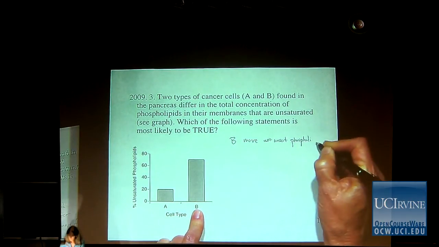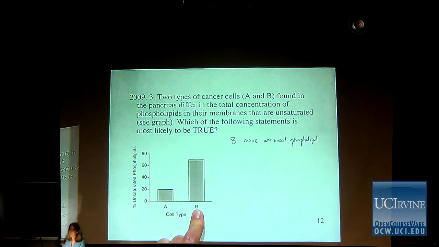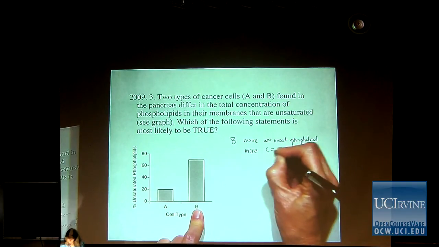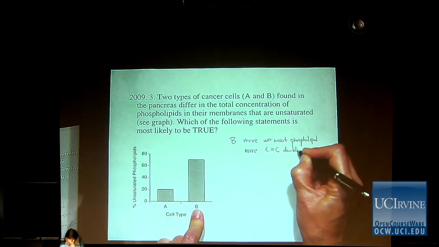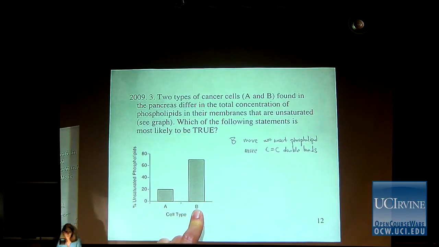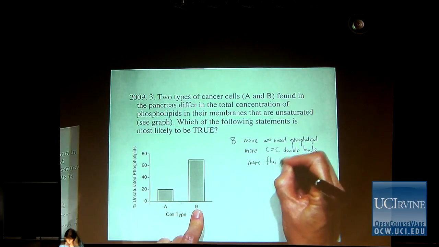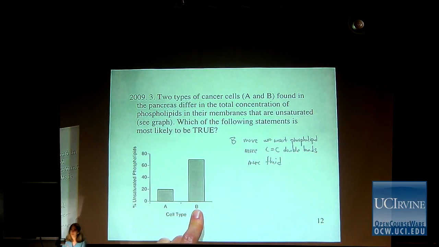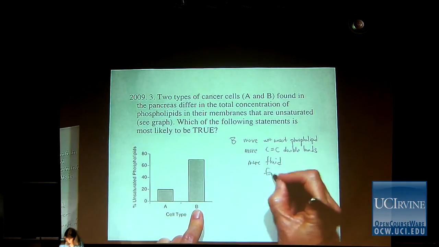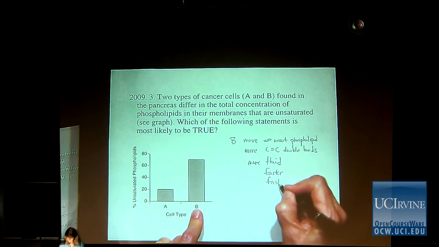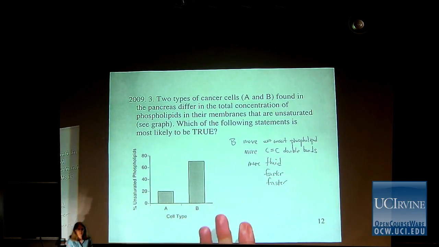What else do we know? What do we know about its carbon double bonds? Does it have more or less than A? Okay, more C double bonds. Is it going to be more or less fluid than A? More, very good. More fluid than A. So a cell that has this membrane composition, is it going to move faster or slower? Faster. How about proteins in the membrane that are transporting ions across the membrane? Are they going to move faster or slower? Faster. Very good. Okay, so that's what you know from looking at this.